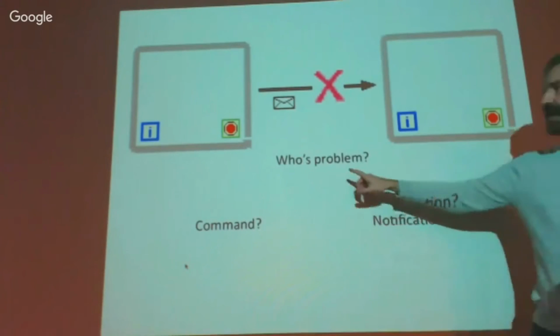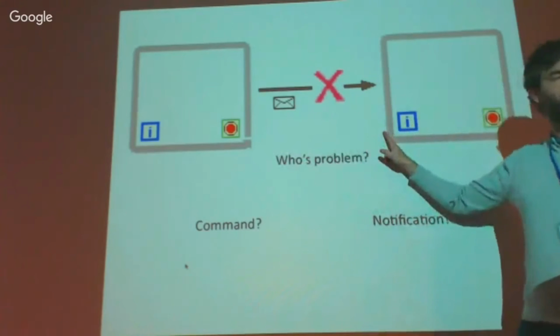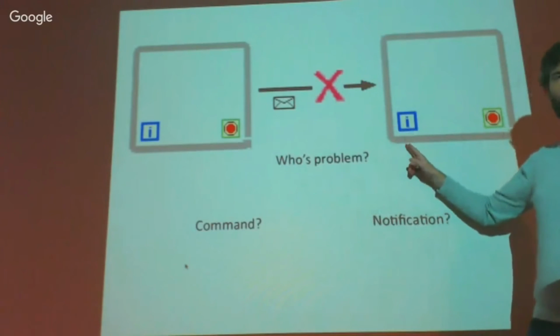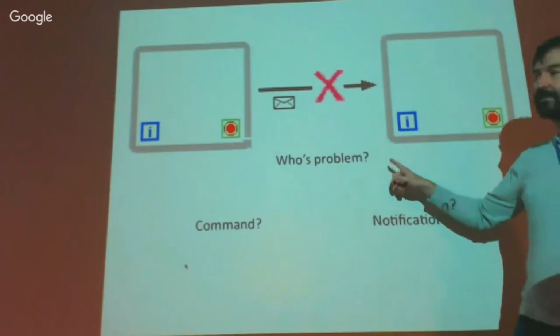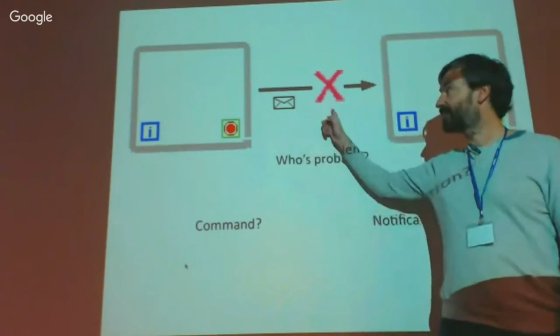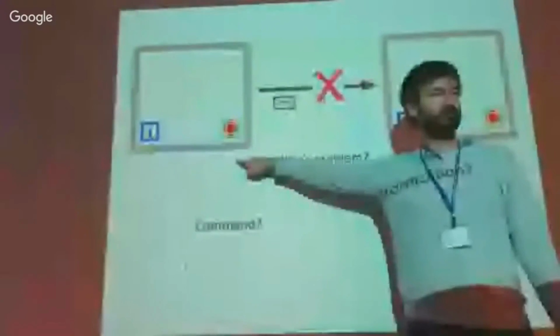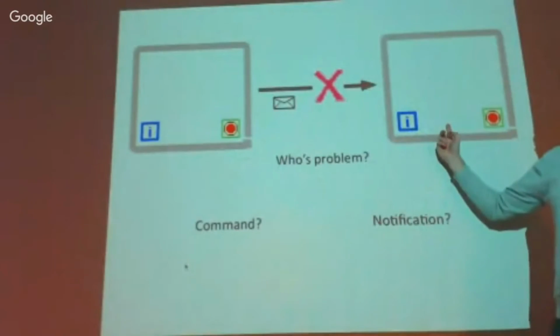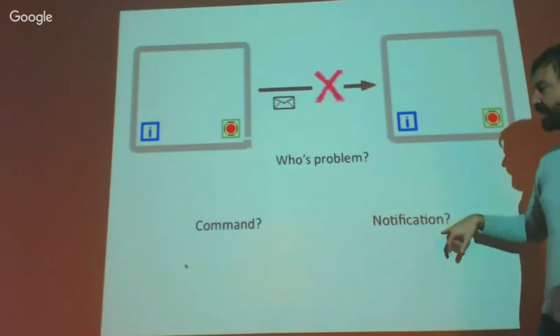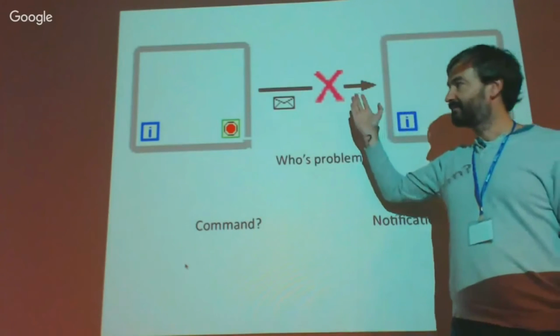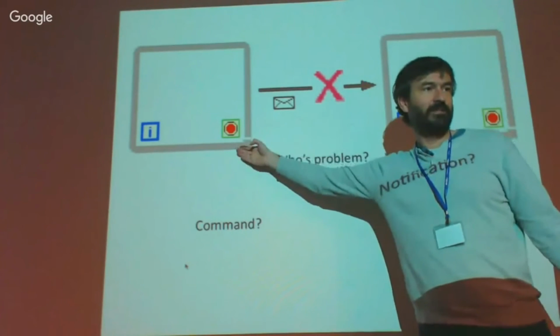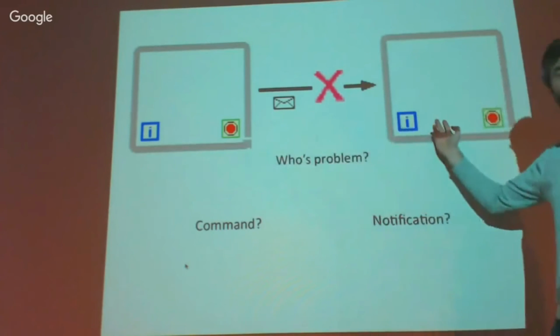Command is this guy is instructing this to do something, right? This guy is just a servant. Its job is just to handle commands, and this guy's in charge. So if it breaks, it's this guy's problem. It's not this guy's problem. He's still ready to handle commands. But if it's a notification, where this is a piece of information that this guy needs, then it's not this guy's problem because he's doing whatever he's doing and sending notifications. It's this guy's problem because he's not receiving them.